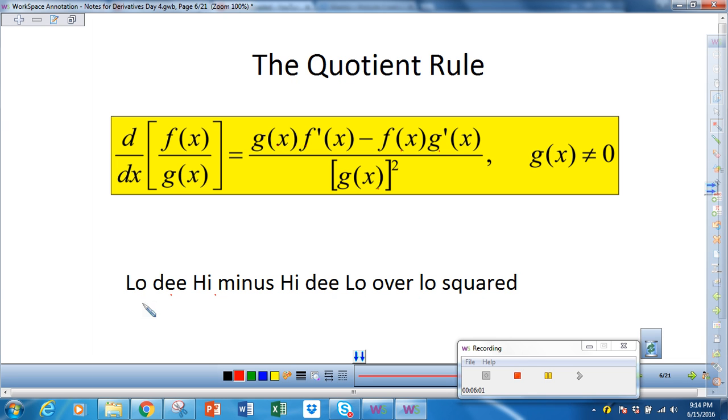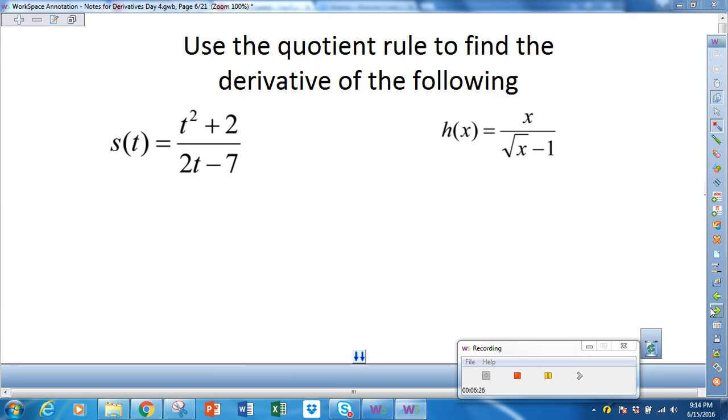So we take the low and multiply it times the derivative of the numerator, minus the numerator times the derivative of the denominator, all over the denominator squared. This is just a mnemonic device to help you with that: low d high minus high d low over low squared. Now, especially for these, we're not going to spend a whole lot of time simplifying, okay?